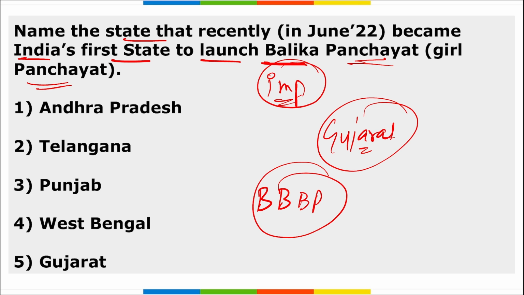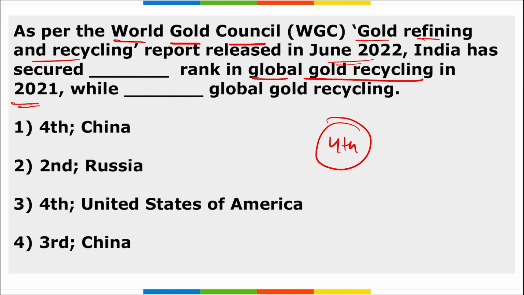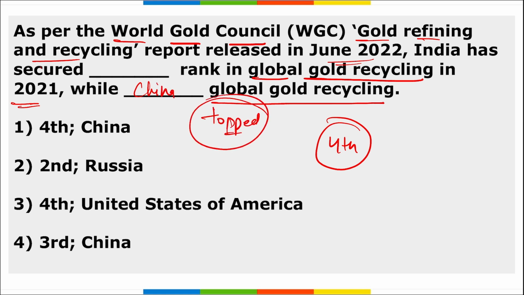Next, as per the World Gold Council, the Gold Refining and Recycling report was released in June 2022 by the World Gold Council. India secured what position? India secured 4th position in the global gold recycling in 2021, while China topped the global gold recycling.